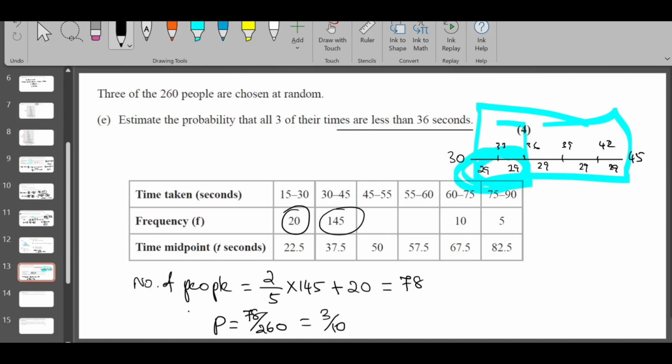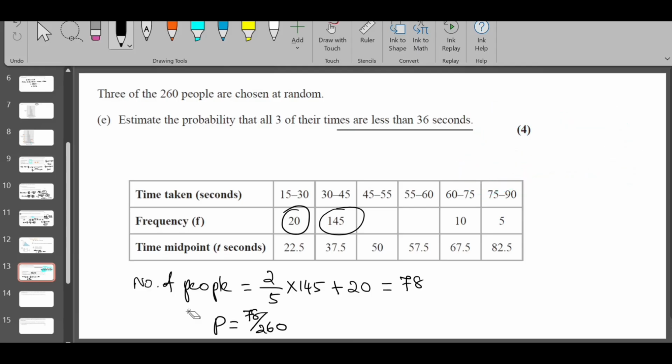Or you can just keep it as 78 over 260 because we'll simplify at the end. Okay. Now we are choosing 3 people from this category. So when you choose the first one, the probability will be 78 over 260 times. When you choose the second one, the number of people will be down by 1. Total also will be down by 1. And when you take the third one, it's going to be 76 over 258.